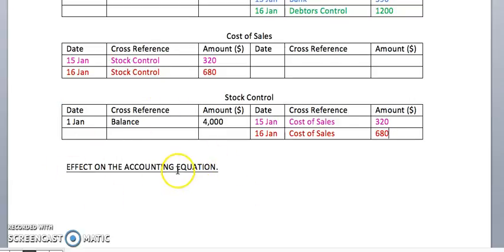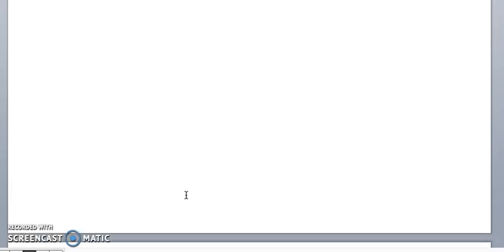What I would like you to do now is have a think and write down the effect on the accounting equation. So assets, liabilities, and owner's equity, just like we used to in the space provided.